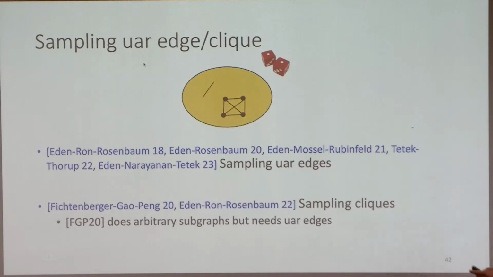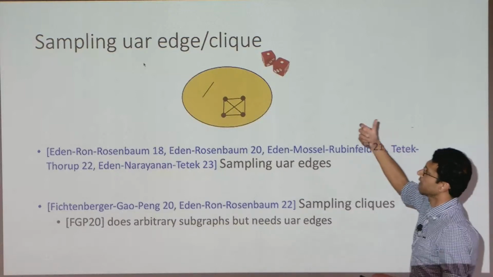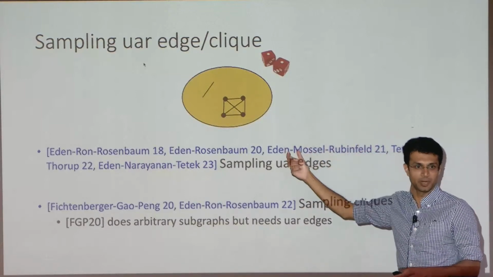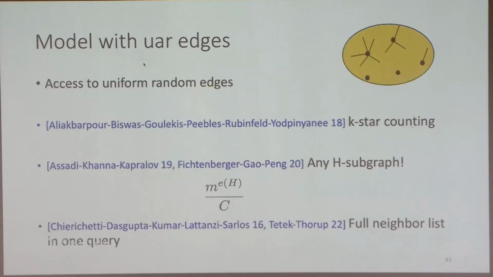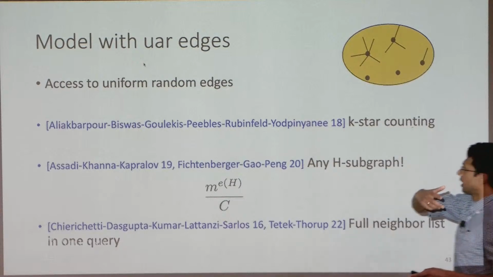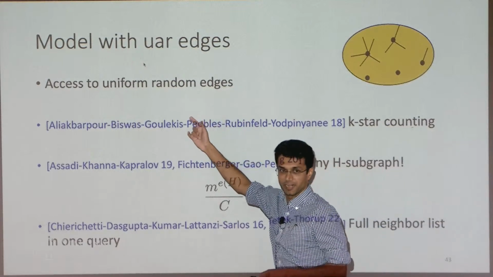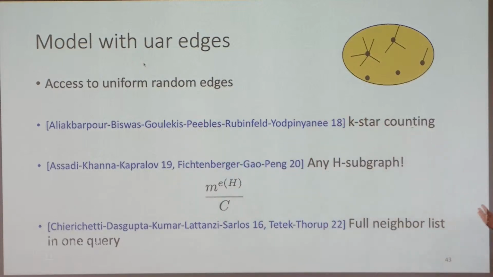There's also a lot of really nice work on actually sampling a uniform random edge or sampling a uniform random clique using these techniques. I'm going to go quickly through some of these slides because there's something else I wanted to talk about. But I also mentioned, if you have access to uniformly random edges, there are a bunch of results that you get. And even though you may not have time to look at these, the slides are available, so at least the references are all there.